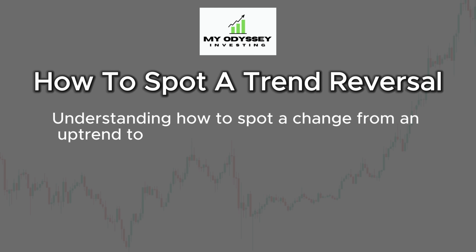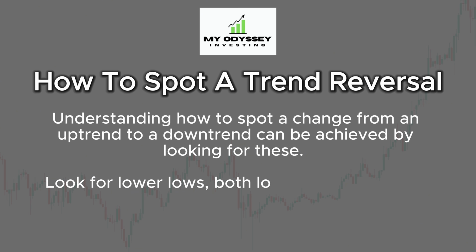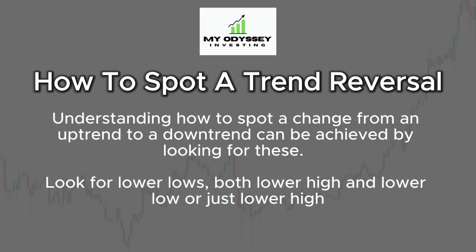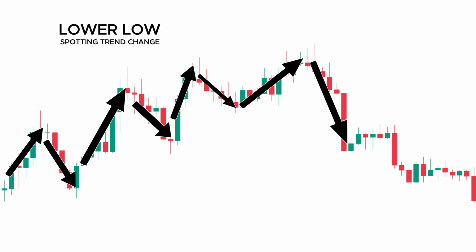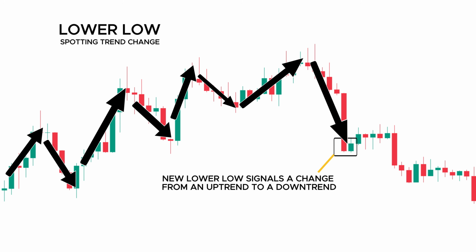Understanding how to spot a change from an uptrend to a downtrend can be achieved by looking for something like these. You have your moving uptrend through the higher highs and higher lows before a lower low forms, signaling a trend change from an uptrend to a downtrend.